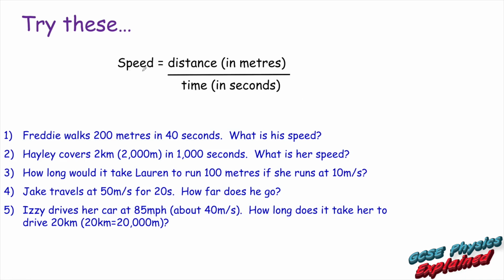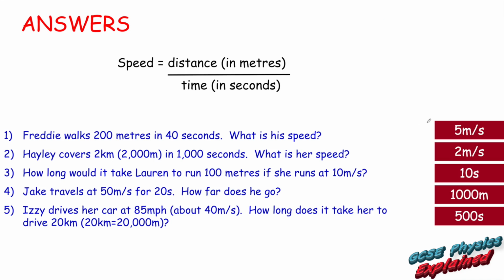What I like to do: speed equals distance over time. Get the other equations out as well. So that means that distance would equal speed times time. And if there's a question to do with time, time would equal distance over speed. Right, pause the video and have a go at them. There's your answers over here.